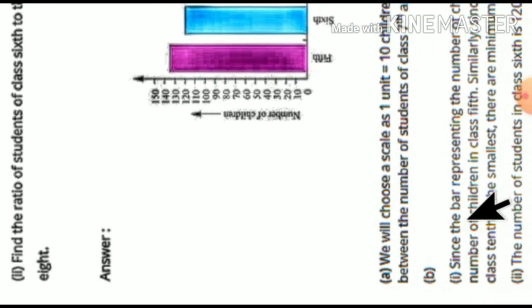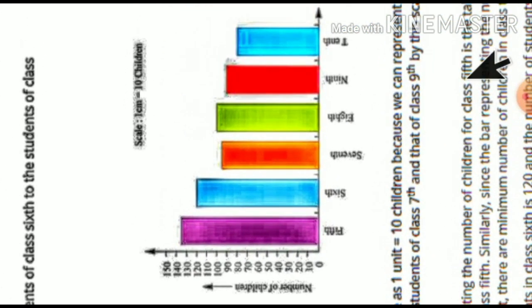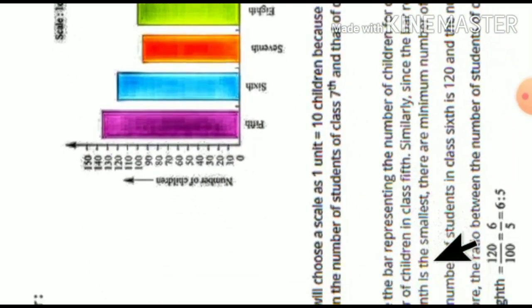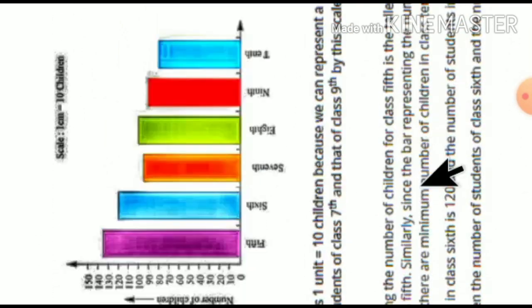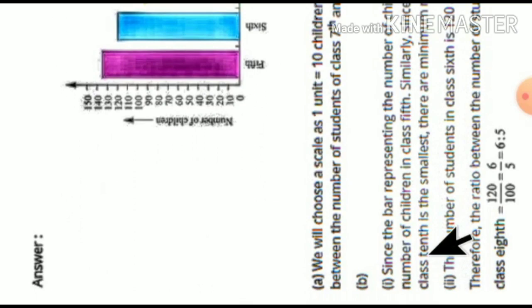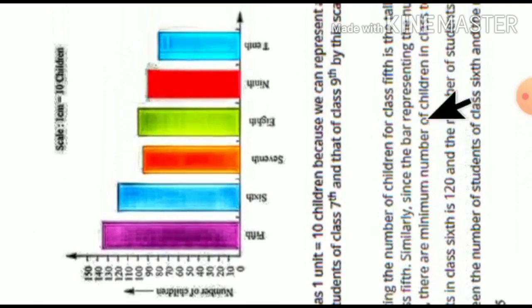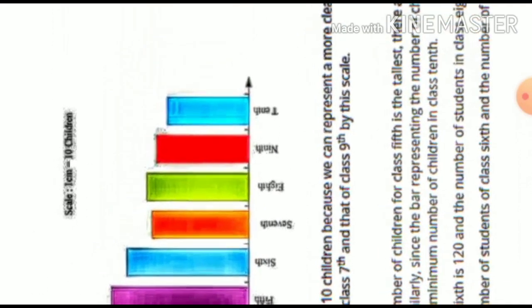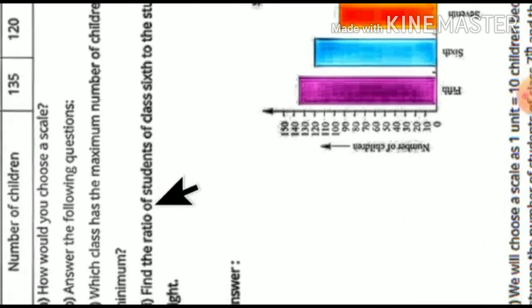Since the bar representing the number of children for class 5th is the tallest, there are maximum number of children in class 5th. Similarly, since the bar representing the number of children for class 10th is the smallest, there are minimum number of children in class 10th. Now let us see the next question.